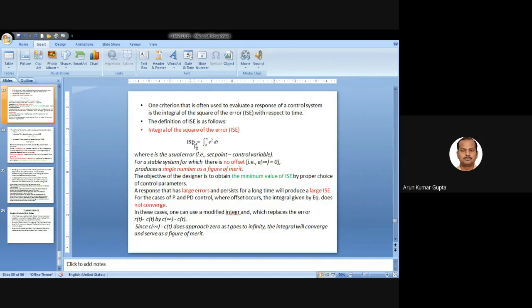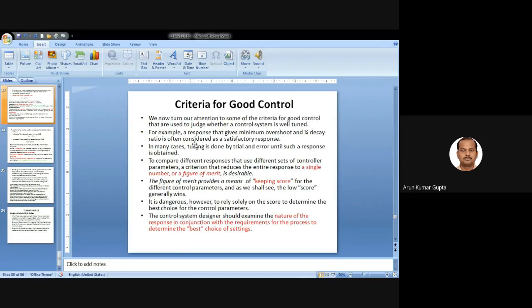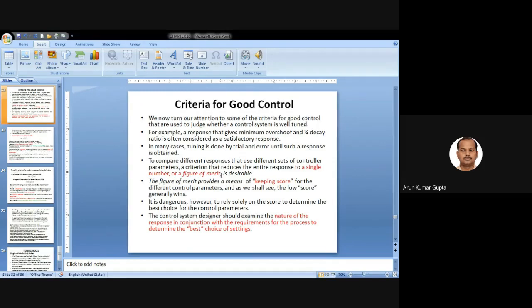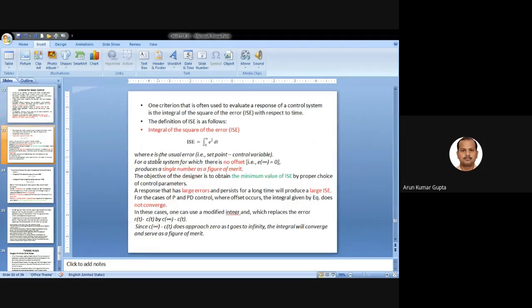So that value is basically known as the figure of merit, right? e is the usual error. Error is what? Set point minus controlled variable. For a stable system, there is no offset. If there is a stable system, it means there is no offset. No offset means the error at infinity will be 0, right? Error at 0 will be 0 and error at infinity will also be 0.